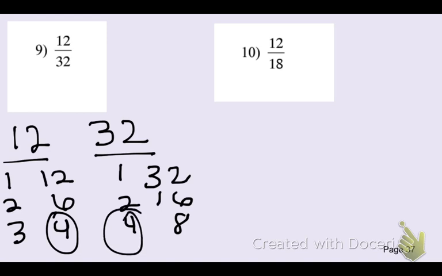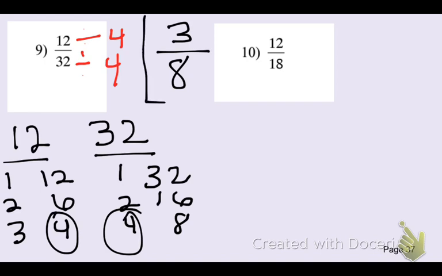So my next step is I'm going to reduce by dividing the numerator and the denominator by 4. So let's go ahead and do that. I'm going to switch my color. So I'm dividing 12 by 4 and 32 by 4. If I divide 12 by 4, I get 3, and 32 divided by 4 is 8. Now 3/8 is in its smallest, simplest form, so we can say that 3/8 is the answer. If I reduce 12 over 32, I get 3/8.